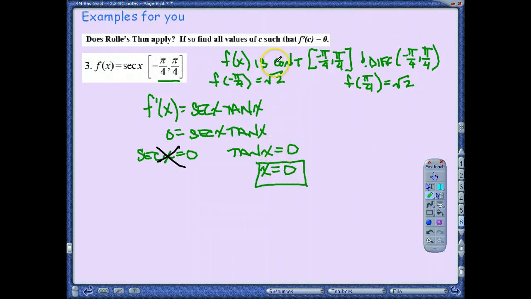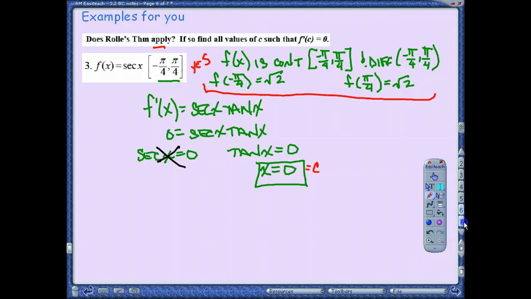All of this is your answer. Does it apply? Does it apply? All of this up here says yes. Since it does, this is that C value.